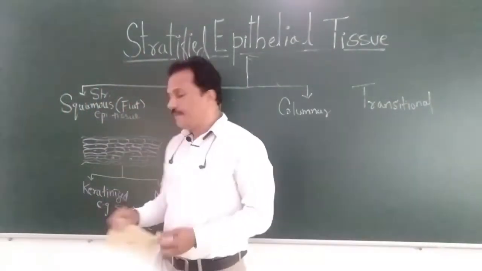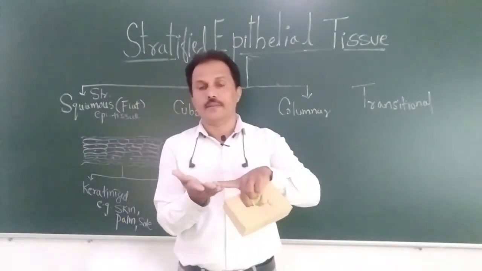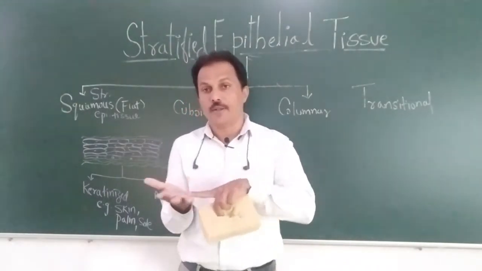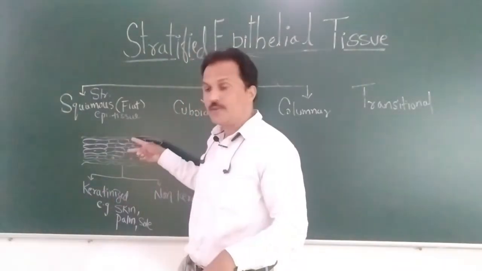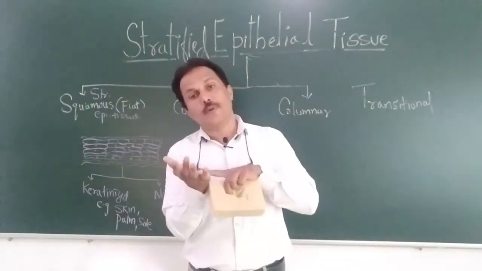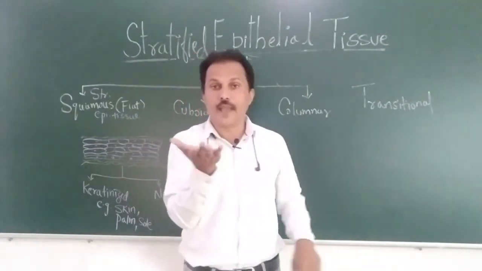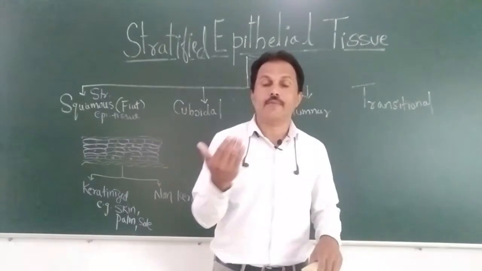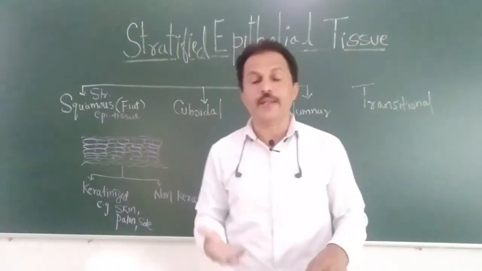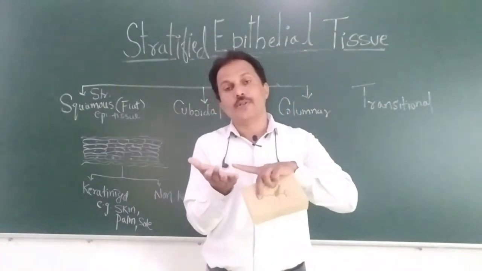What are the examples? Palm. If you have a look at the palm, the tissue present on the palm is a little bit hard. It is harder because more than one layer of squamous cells is present, and keratin is deposited on the surface. That's why it is a little bit hard. Palm of the hand, or the sole of our feet, they are a little bit harder. The tissue is harder because there is a deposition of keratin.